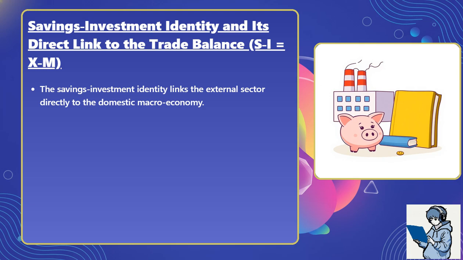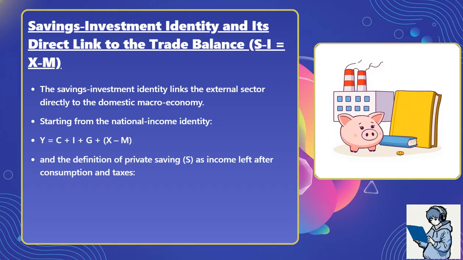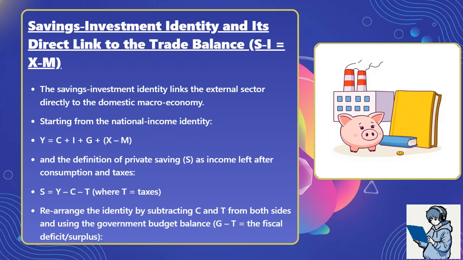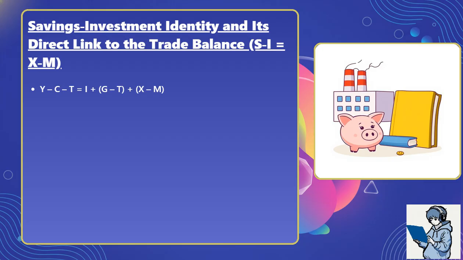The savings investment identity links the external sector directly to the domestic macroeconomy. Starting from the national income identity, Y equals C plus I plus G plus X minus M, and the definition of private saving, S, as income left after consumption and taxes, S equals Y minus C minus T. Rearrange the identity by subtracting C and T from both sides and using the government budget balance, G minus T equals the fiscal deficit or surplus. Y minus C minus T equals I plus G minus T plus X minus M.